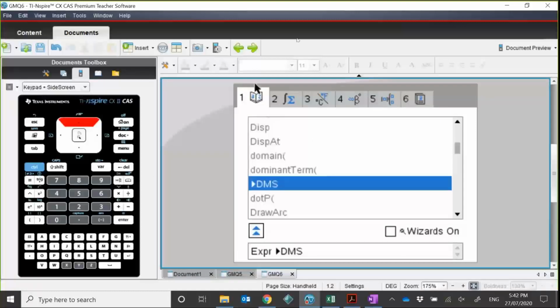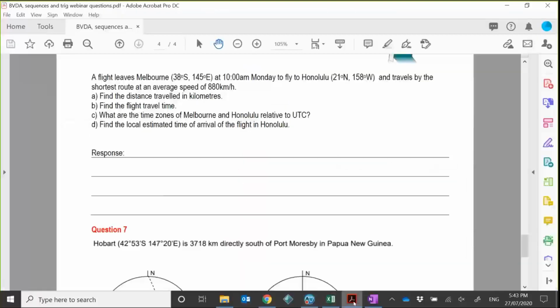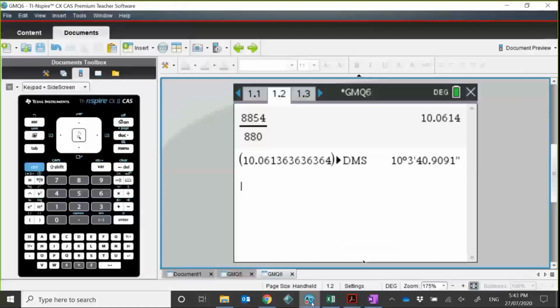DMS is degrees, minutes and seconds. And what it will do, as soon as you hit enter now, it wants to change your answer into degrees, minutes and seconds. Hit enter, and there it is, 10 degrees, 3 minutes, 41 seconds. Now this is useful, even though it's degrees, it's the same as time. So this is actually 10 hours, 3 minutes, 41 seconds. So your travel time then is 10 hours, and it says to the nearest minute, 10 hours and 4 minutes.